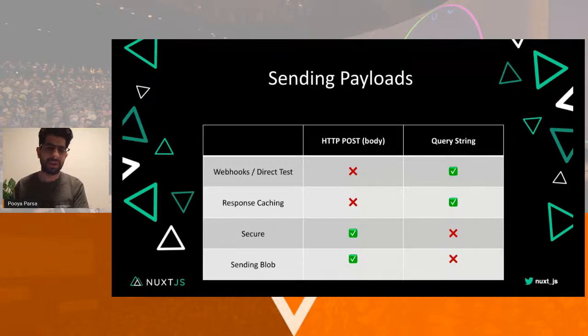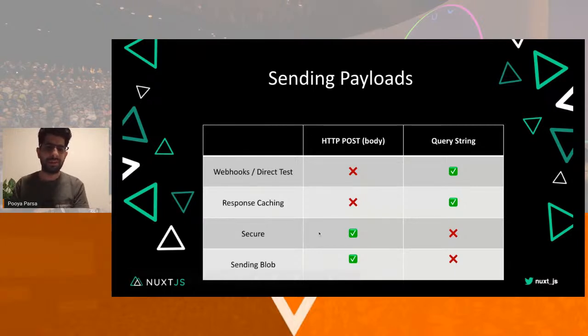For HTTP post, actually, we cannot use it for webhooks. For example, if you want to create a function to have a webhook to rebuild a website, or a webhook for GitHub, you cannot use post, because you need to put it in the query string, which is one advantage of the query string. One of the biggest advantages of the query string is response caching, because usually you need to allow the browser to cache the responses. If you send the payload with HTTP post, basically it's not cacheable.